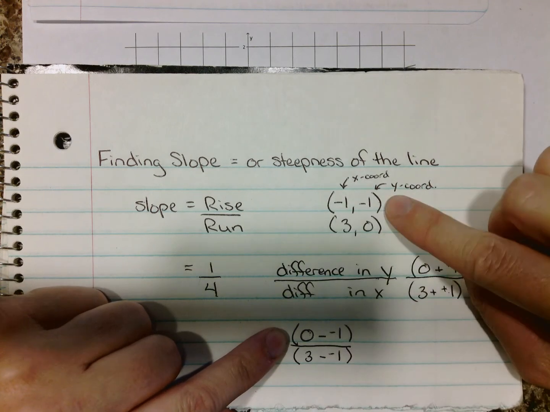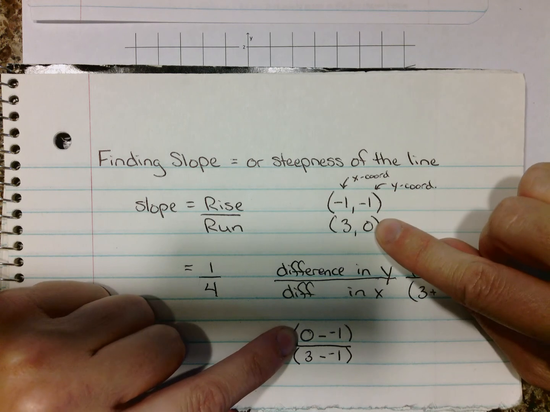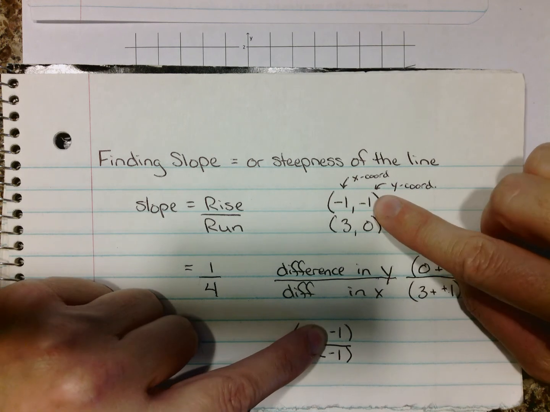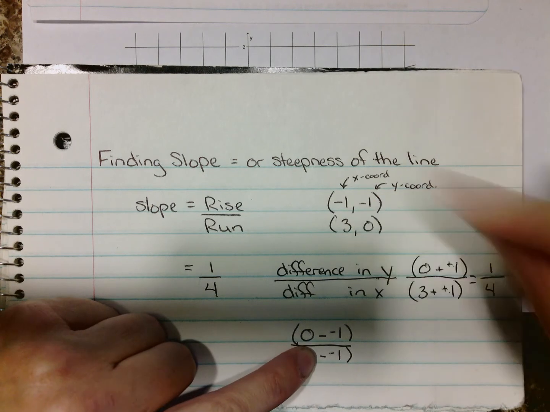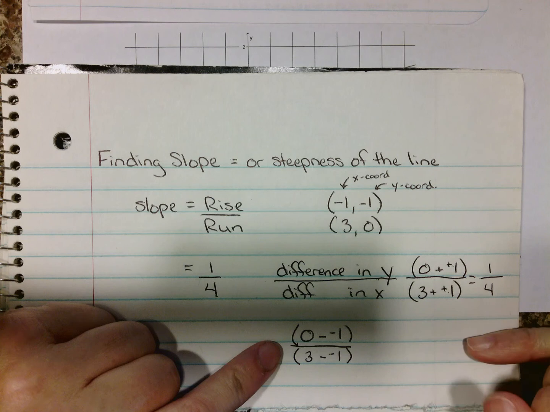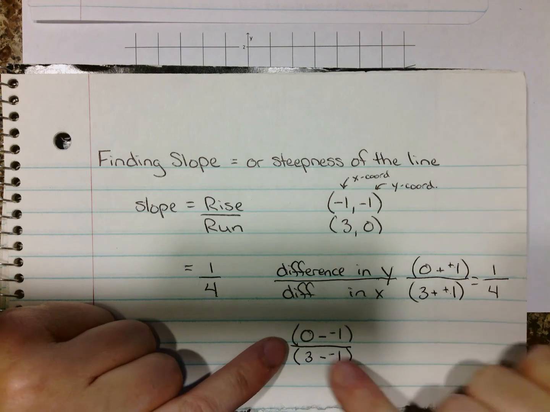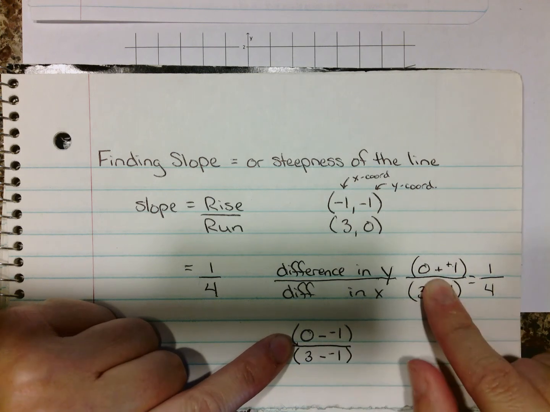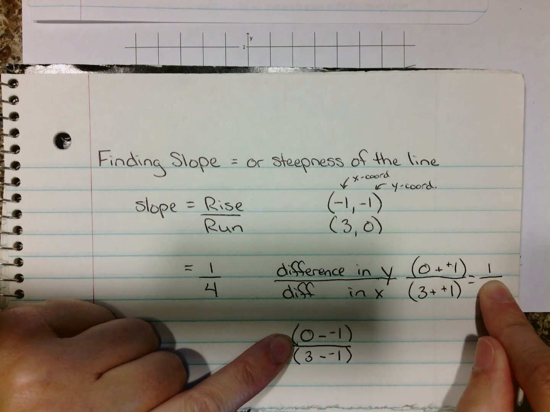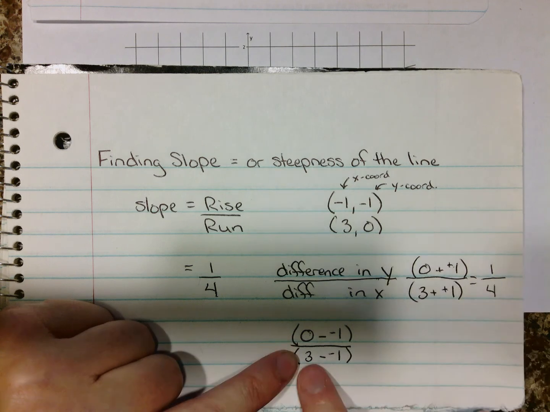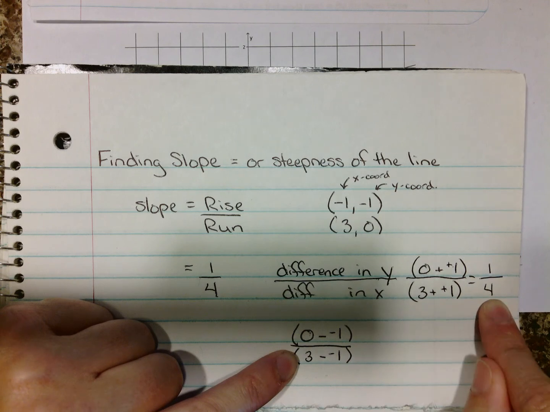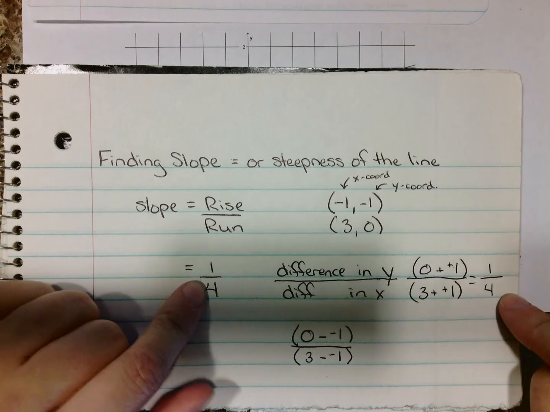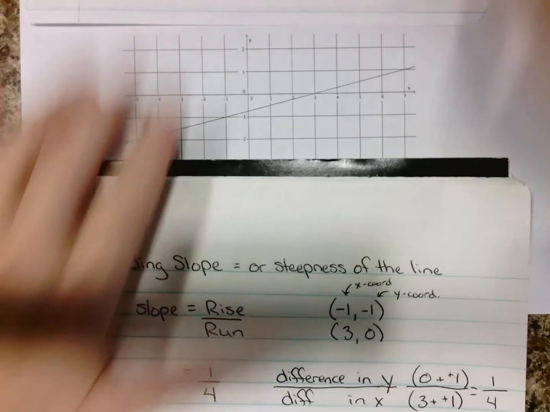If I said this was point 1 and point 2, I would say the difference of y is 0 minus a -1. Difference in x would be 3 minus a -1. I can change those to addition problems if it is easier for me to think about it that way. 0 minus a -1 is the same as 0 plus 1, which would give me a rise of 1. 3 minus a -1 is the same as 3 plus a positive 1, which is 4, which would be the run of 4. So again, finding our slope of 1/4 for this same graph.